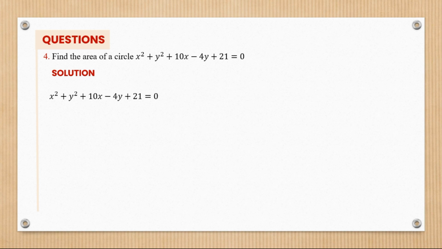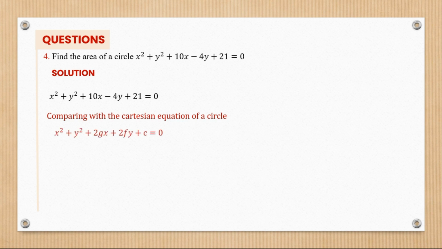First of all, we've been given the equation of a circle already in Cartesian form. So I'm going to extract the center values and the radius from this equation by comparing with the general Cartesian equation of a circle. Remember, the general Cartesian equation of a circle is x squared plus y squared plus 2gx plus 2fy plus c is equal to 0.